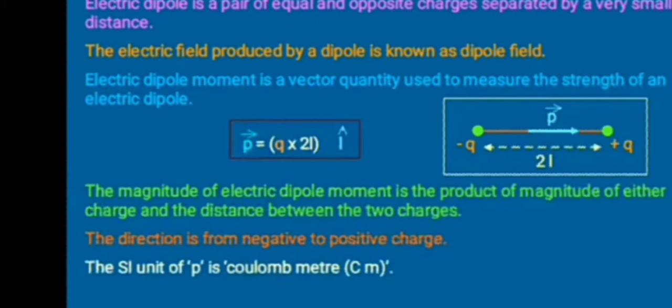Since in the diagram the dipole is along the x-axis, the unit vector in the direction of the x-axis, i cap, is written. Hence P, in magnitude and direction, is written as Q into 2L i cap. The SI unit of dipole moment is coulomb meter.